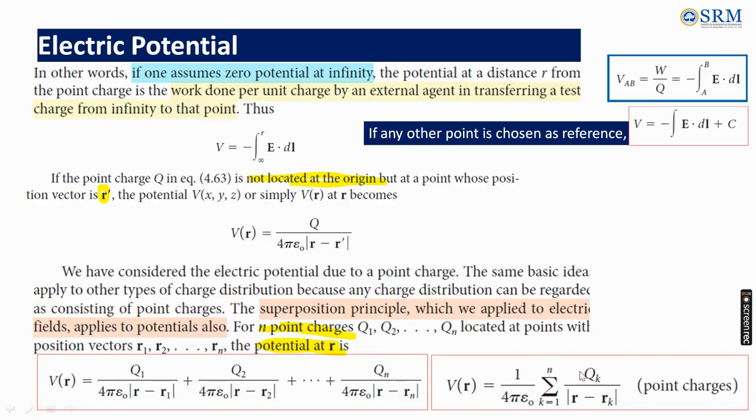For the nth charge also. What is constant? 1 by 4 pi epsilon naught. What are the terms involved? Different charges are involved, so q1, q2, etc. So it is qk, summation k equal to 1 to n, and here r minus r dash is nothing but r minus rk. Okay, this is for the n number of point charge distribution. Let us solve.